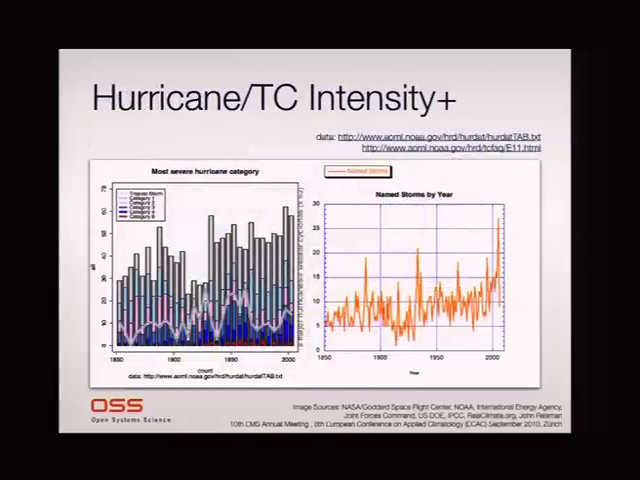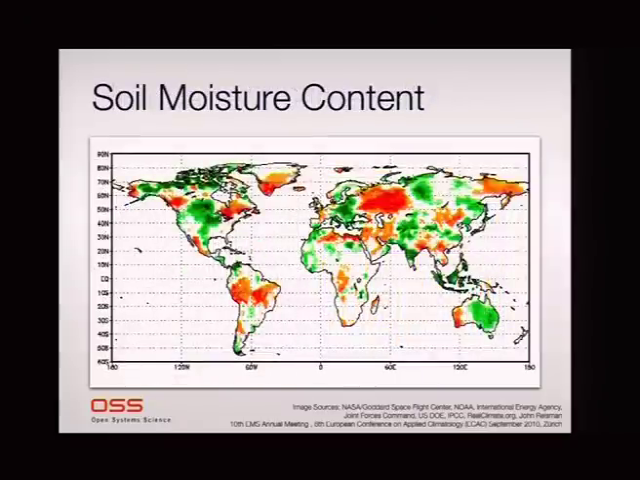Hurricane intensity, of course, increasing. Number of named storms per year increasing. Soil moisture content is interesting because we see drier areas in soil moisture content. We also see wetter areas. So in different ways at different times, you can have droughts in one area and a flood wiping out a crop in another. So we're having problems.